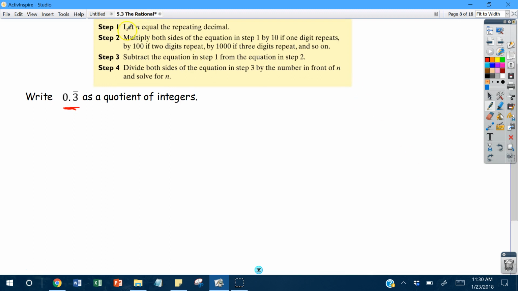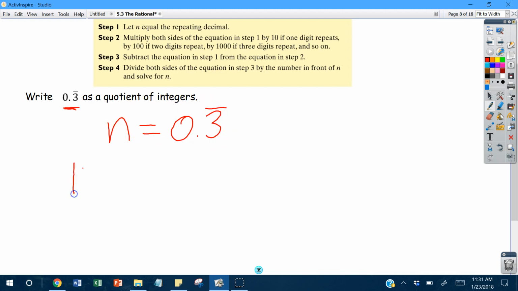The first thing is, this says let n equal the repeating decimal, which means I'm going to start by writing n is equal to 0.3333. So that's all step 1 means, is write that out. We're going to actually end up making an equation with n as the variable, so that's an important first step. Step 2 says multiply both sides of the equation by 10 if 1 digit repeats, by 100 if 2 digits repeat, and so on. In this case, we have 1 digit repeating, just 33333, which means we're going to multiply this whole equation by 10.